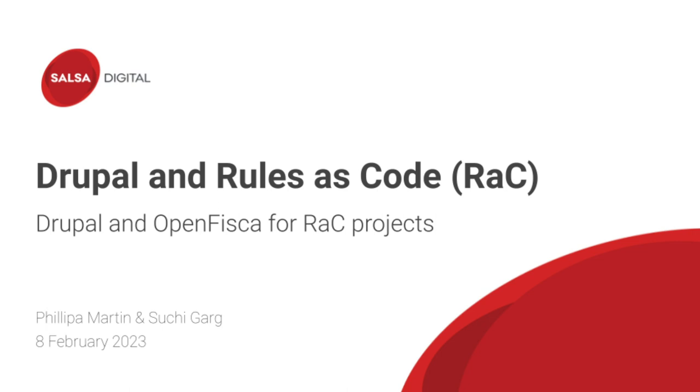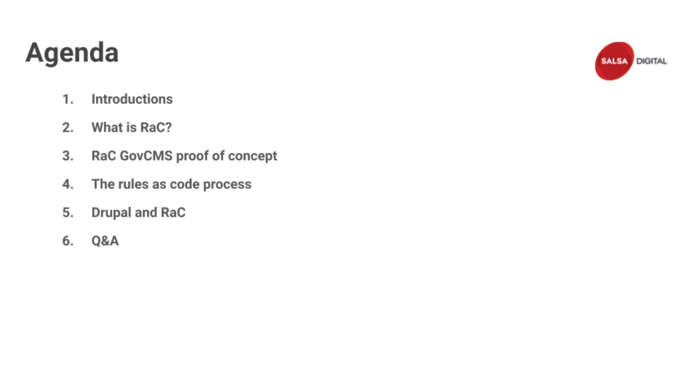Hi everyone, we're here to talk about Drupal and rules as code. This is what we're going to cover in this short session. So we'll have a quick introduction, a little bit of information about what is rules as code. We'll look at a GovCMS proof of concept that we completed around rules as code, some of the process behind rules as code, and also, of course, the most important part, given this is a Drupal meetup, is Drupal's involvement in rules as code for Salsa projects. And then we'll have a Q&A at the end as well.